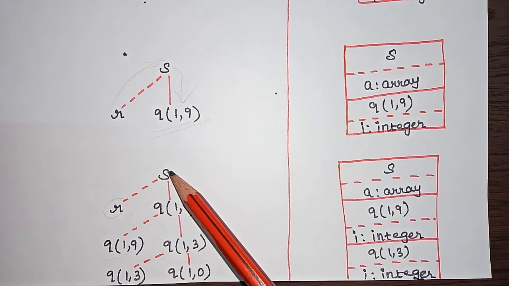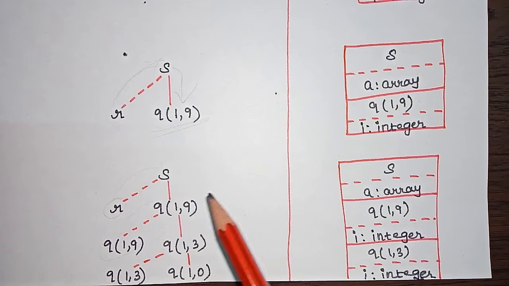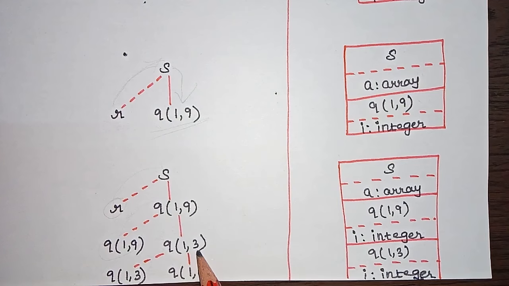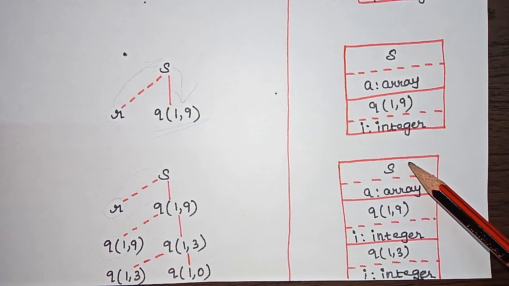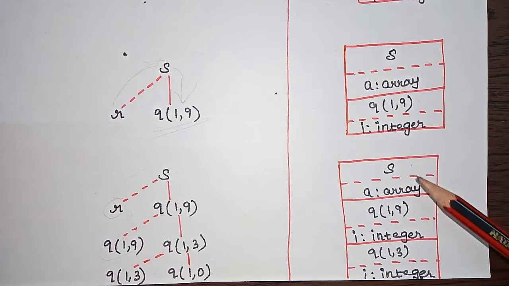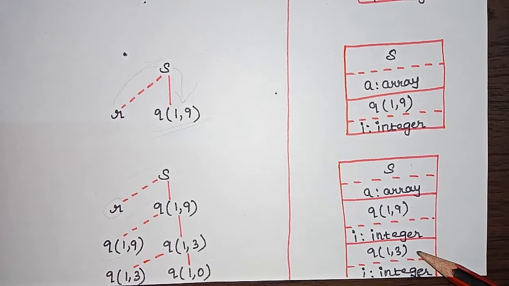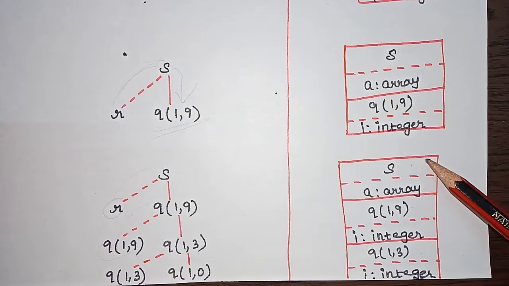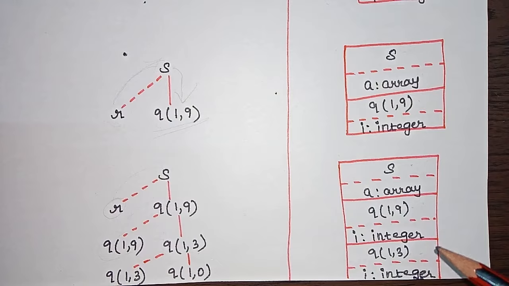Now we have the procedure S, which is active, and the queue of 1,9 which is inactive, and queue of 1,3 is inactive. So these three procedures are in active state now. So this stack is presently containing the procedure S, then queue of 1,9 and then queue of 1,3. So the activation records of these procedures are stored inside the stack.